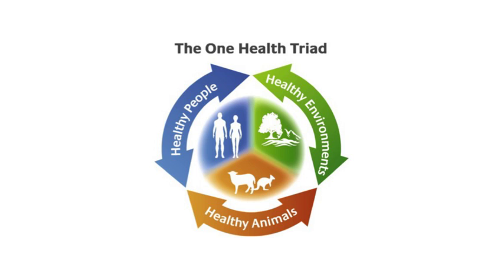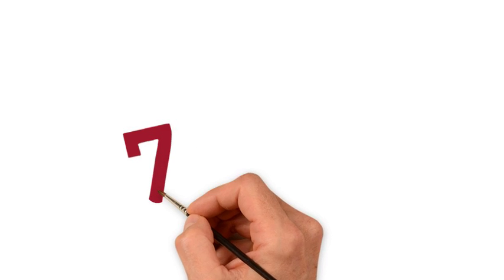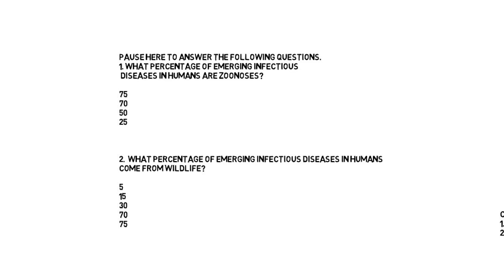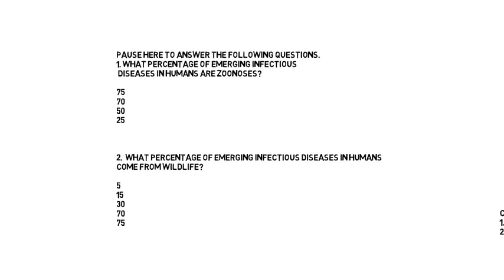To understand the links between human, animal, and environmental health, it's important to know that about 75% of emerging infectious diseases in humans are zoonoses, and that more than 70% of those zoonoses come from wildlife as opposed to domesticated animals. Therefore, continued surveillance of both domesticated animal and wildlife health is critical for early detection of new diseases that will jump species, and it's very important that excellent communication is maintained between professionals working in human, animal, and environmental health. Pause the presentation here to answer the following questions, then continue when you're ready.